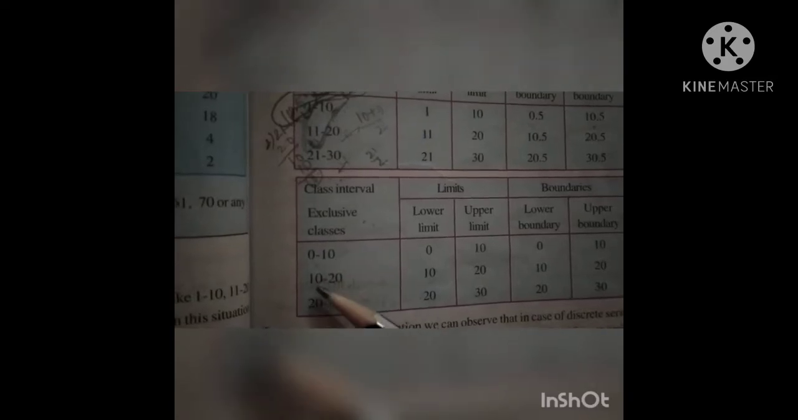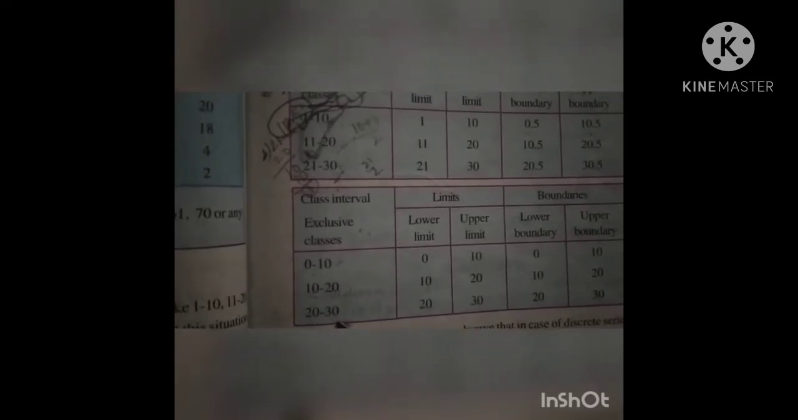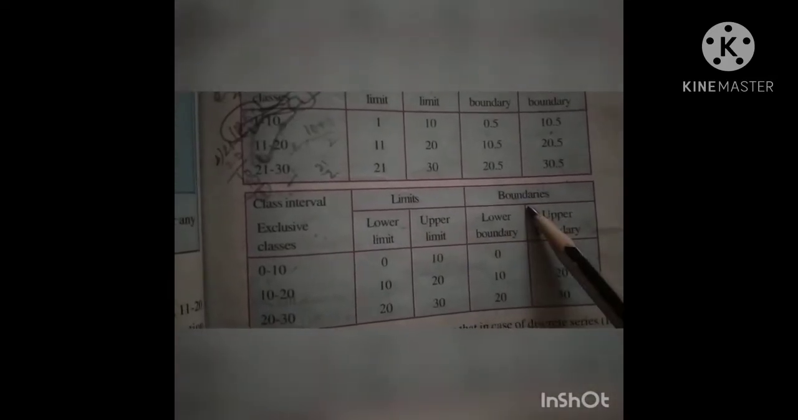Exclusive classes means 0 to 10, where the upper limit of one class is also the lower limit of the next class: 0 to 10, 10 to 20, 20 to 30. These are exclusive classes, and the earlier ones are inclusive classes. At the same time, limits and boundaries are there.